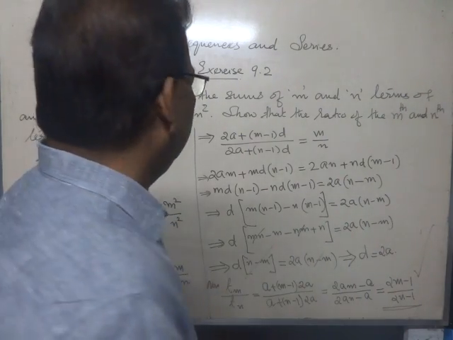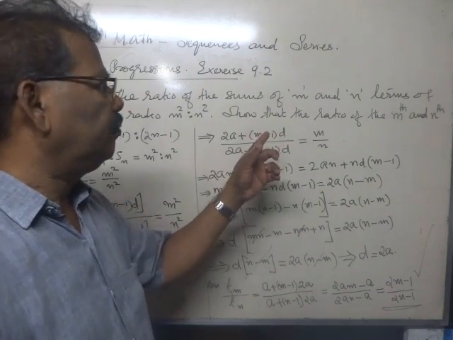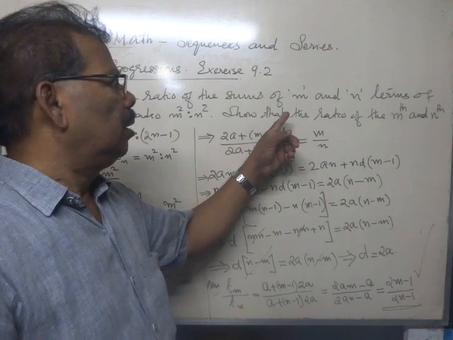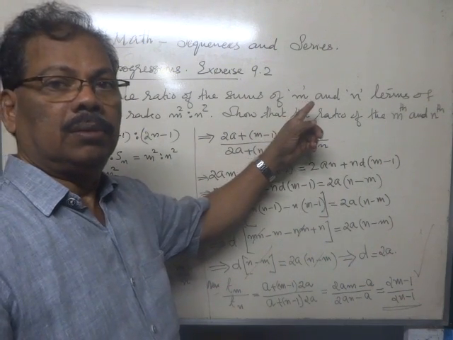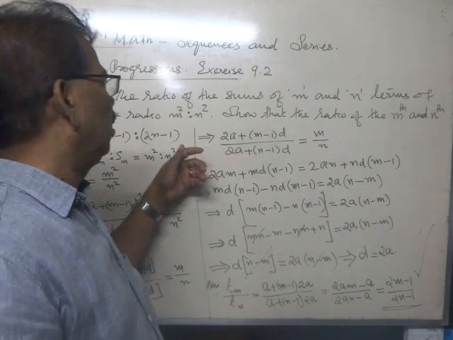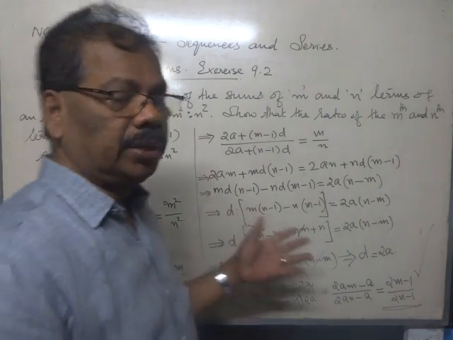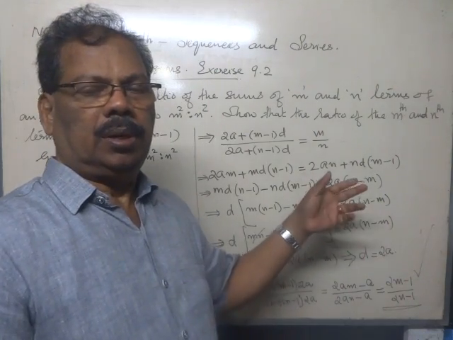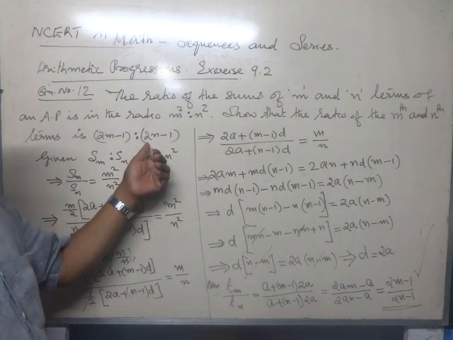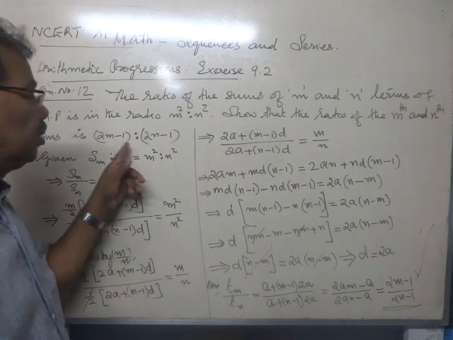Once again, in the question it is given that the sum of the first m terms and the sum of the first n terms are in the ratio m square is to n square, and we are asked to show that the mth term and nth term are in the ratio 2m minus 1 is to 2n minus 1. This is 2m minus 1, this is 2n minus 1.